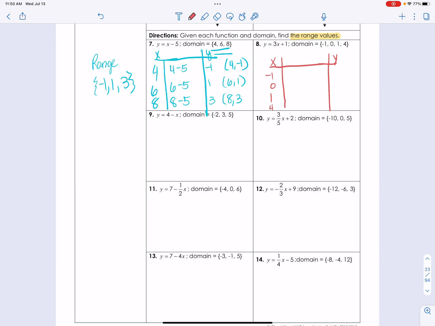So negative 1 times 3 is a negative 3 plus 1, so that's a negative 2. 3 times 0 is 0, so this is 1. 3 times 1 is 3, so this is 4. And 3 times 4 is 12, so this is 13. Okay, so you can write them like that. You can list the range.